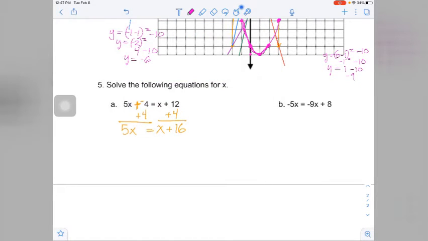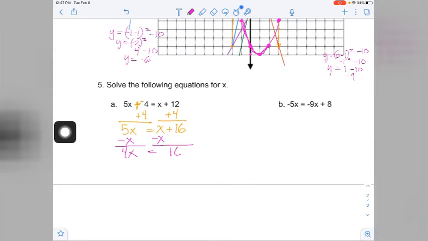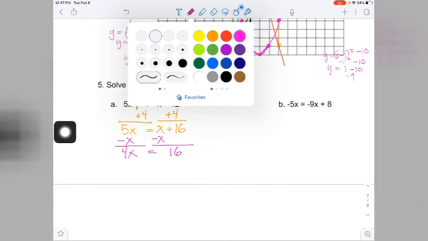Then my next step: I have all of my ones over here, and I've got to get my x's over here, which means this x is out of place. So I'm going to get rid of it. I can see it is being added, so I'm going to subtract it, and then I am going to subtract x from the other side. 5x minus x is 4x, and over here, now that I've taken away an x, I will only have 16.